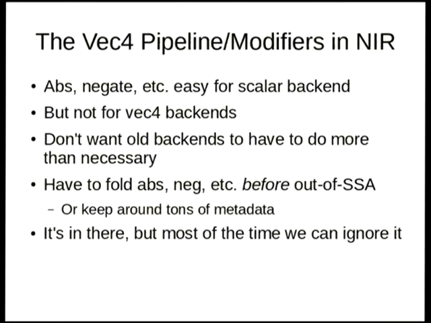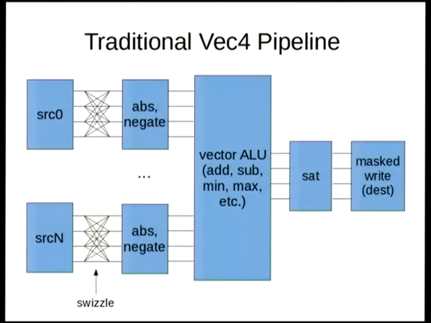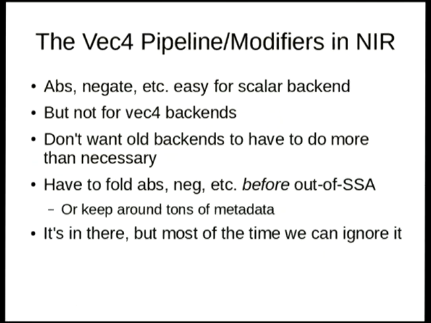Now, if you look at the NIR source code, it turns out it actually has all of this stuff in it. And you might be thinking, well, why? This is terrible. Nobody wants this, but it's in there. And the reason is that while it might be easy for most backends to handle this, it's really not too easy for legacy backends like TGSI. We don't want them to have to do more than necessary.